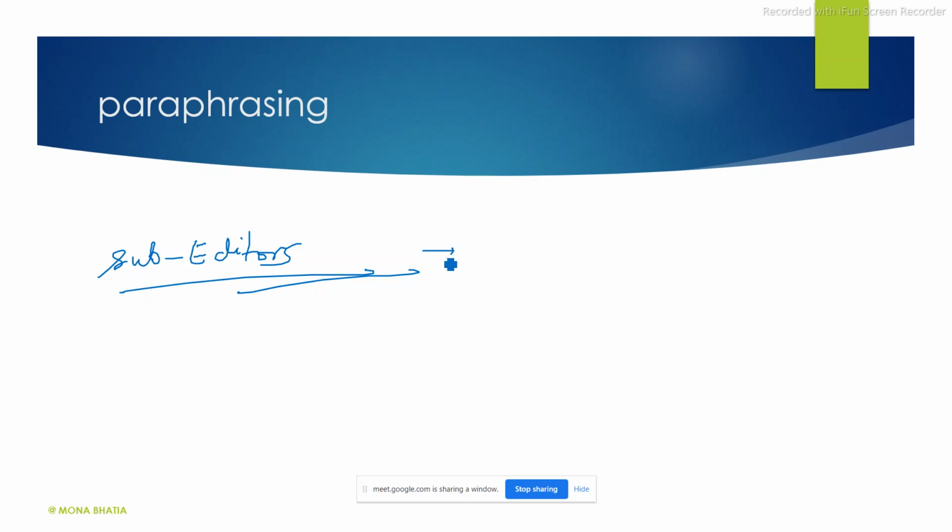There is actually a word for them, they are called stubbers. They do stubbing. ये सबसे नीचे का काम है editing के field में. The post of a sub editor is the lowest in the hierarchy. Okay, but it is a very important one.